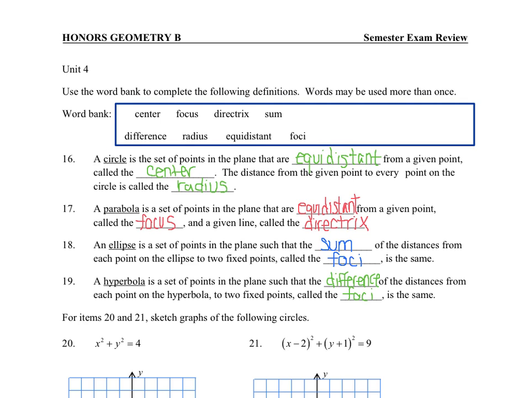So these are just the definitions of our 4 conic sections, which you just need to be able to know. You need to understand what they are, because there's a good chance that this question will come up on the exam in some way, shape, or form.